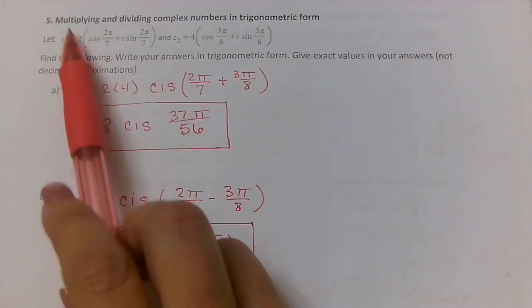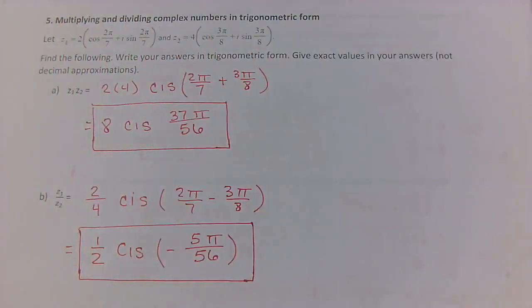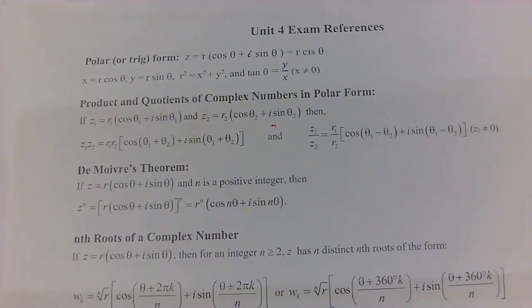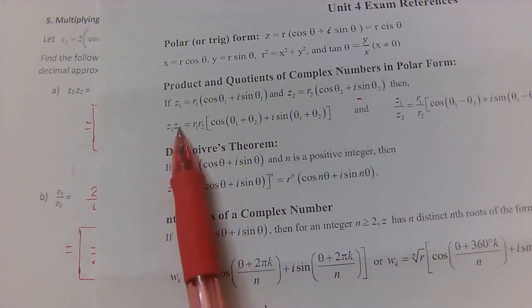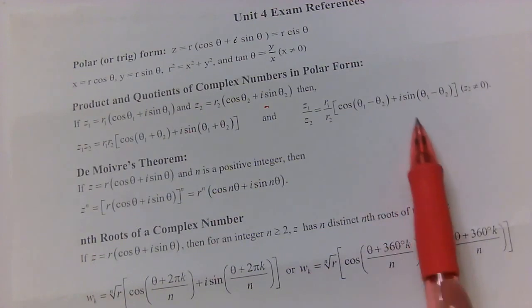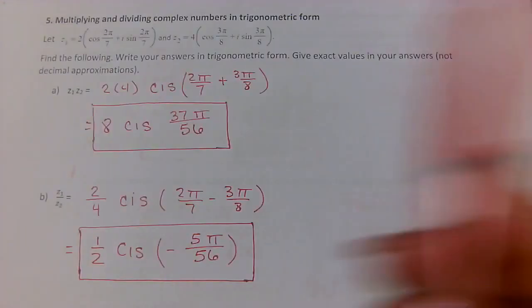For number 5, we're multiplying and dividing the complex numbers. Remember, those formulas are located here and here. Okay, so all you're doing is plugging it in. If you're multiplying, you're adding your thetas. If you're dividing, you're subtracting your thetas. Okay, so let's go ahead and do that.